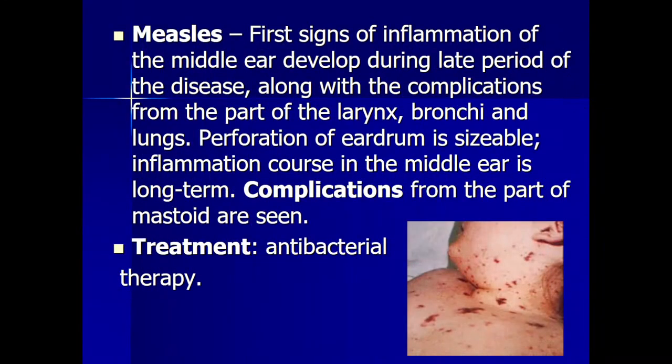Measles. The first signs of inflammation of the middle ear develop during the late period of the disease, along with complications from the larynx, bronchi and lungs. Perforation of the eardrum is sizable. Inflammation in the middle ear is long-term. Complications from the mastoid are seen. Treatment is antibacterial therapy also, to correct the duration of this disease and prevent or treat complications.